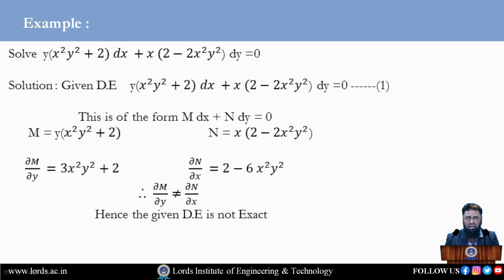So here you get 3x square y square, and here y is 1 2. Partially differentiating with respect to x, you get 2 minus 6, 6x square y square. You get the value with the partial differentiation. Now here ∂M/∂x does not equal ∂N/∂x, so hence the given differential equation is not exact.